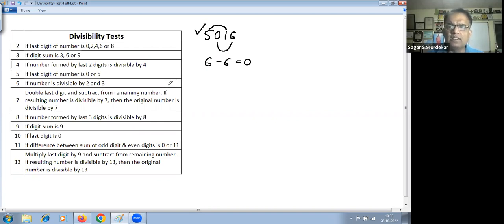Add all digits at odd places, add all digits at even places, and subtract. The answer should be either 0 or 11. Then the number is divisible by 11.